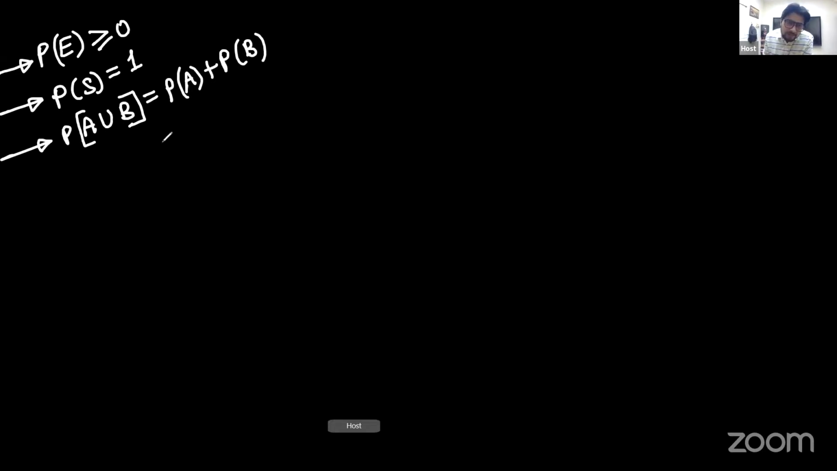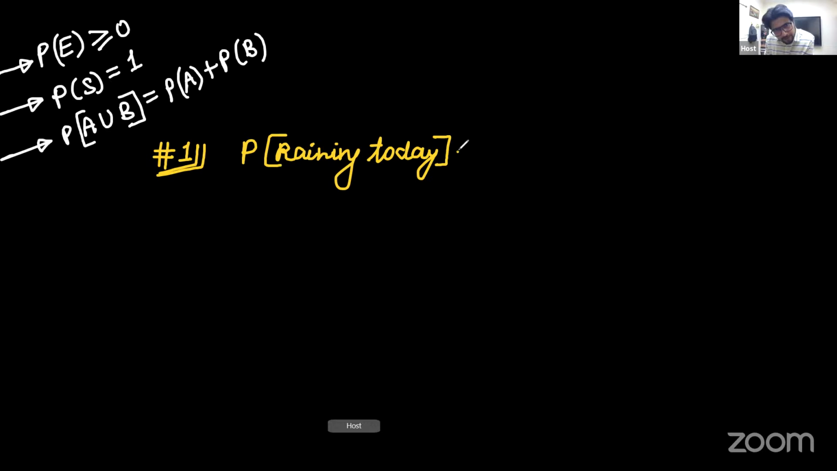Now, let's try solving a problem. Finally, one problem. First problem. Suppose the probability of raining today is 30%, that is 0.3. Who told this, and how we obtained this 0.3, is still a mystery, but let's say somehow we know this value.